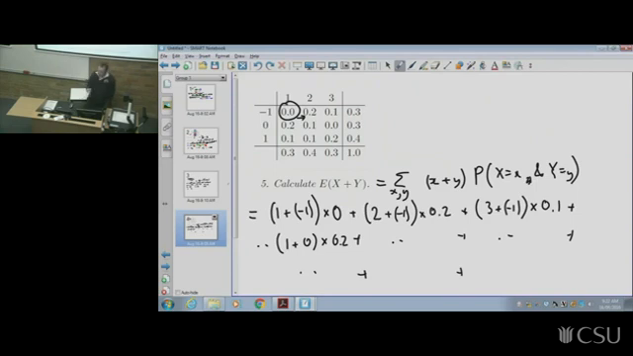So what's the last term, just to say the pattern? X is 3, y is 1. So x equals 3, y equals 1 times the probability of getting both at the same time, which will be that last number, 0.2.